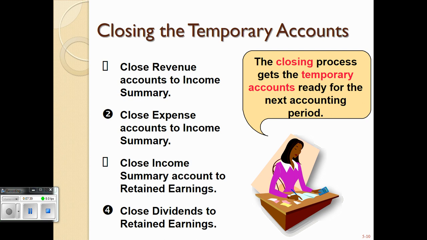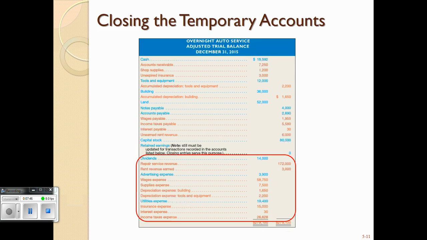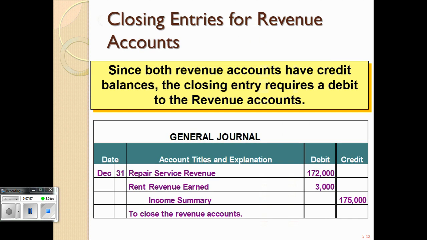So the first thing we do is close the revenue, then we close expenses, then we close the income summary, and then finally we close the dividend account. When we're looking at the accounts that need to be closed, they're all those at the bottom of our adjusted trial balance. They're the dividends plus the revenue and the expense accounts. First thing to do is to close the revenue accounts, and we would list all the revenue accounts. We would debit them. The reason is they typically have credit balances, and by debiting them, we're going to take their value down to zero.